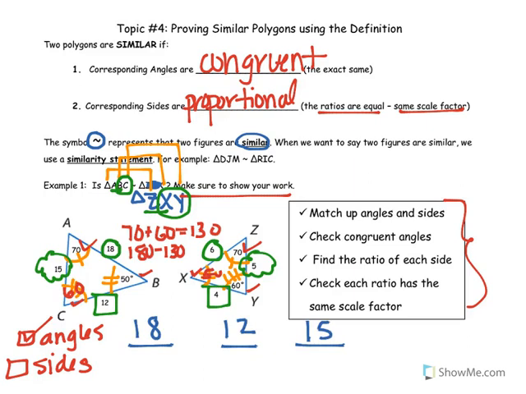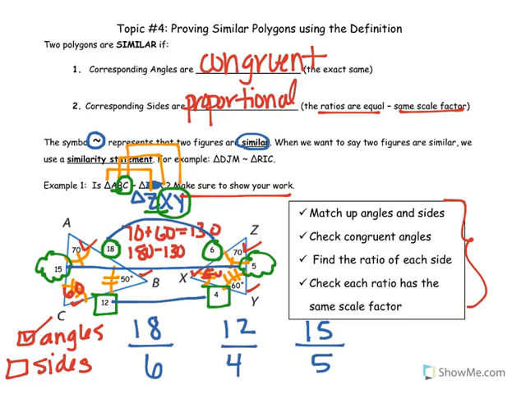Okay? And then the 3 sides from the other triangle, those are all going to go in the denominator, but we're going to match them up. 18 goes with 6, so I'm going to put 18 over 6 here. 12 goes with 4, so I'm going to do 12 over 4. And then 15 over 5. Okay?